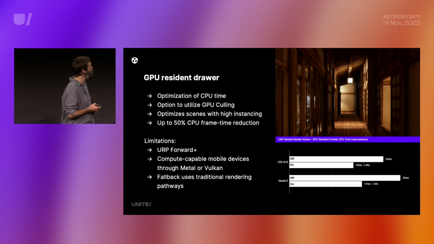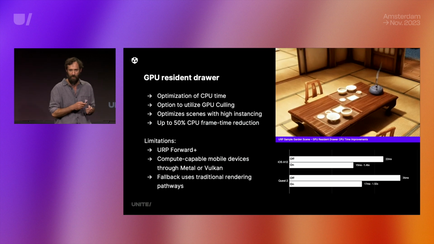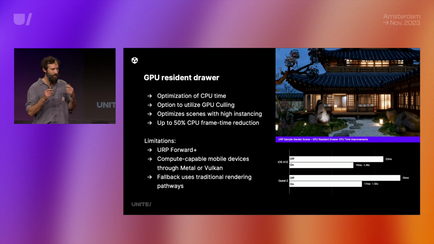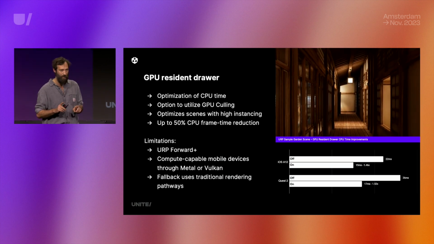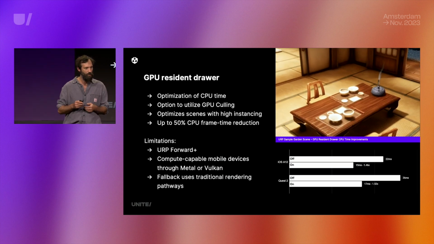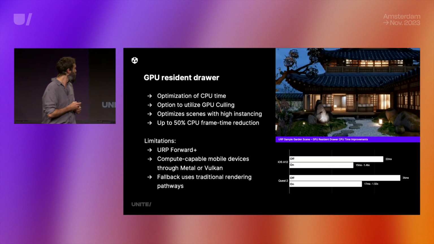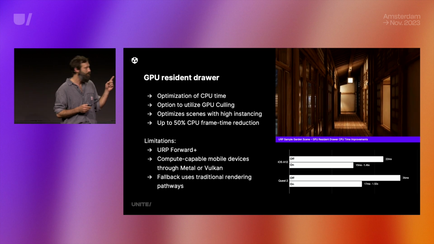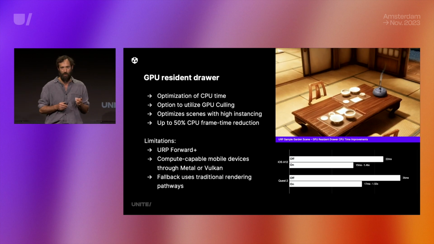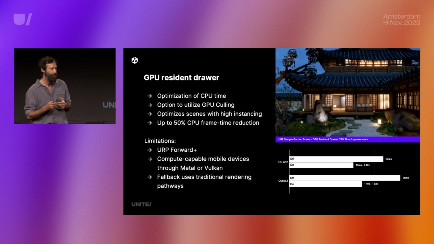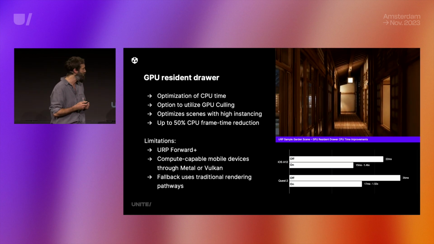First, the GPU resident drawer that we've seen this morning on the demo is available on URP. It's deactivated by default at the moment. So if you download the latest version of URP, it's already there, but you can activate it. The reason is that it's limited to Forward+ and to compute-capable mobile devices. But there is an auto fallback if you don't have a compute-capable device.